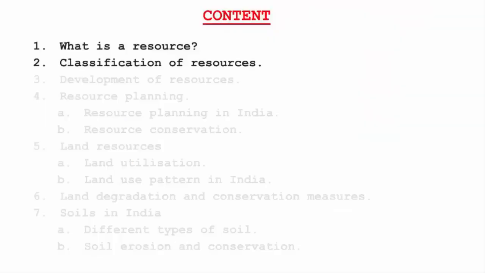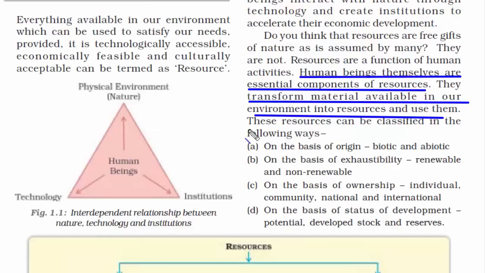Now let's read about the classification of resources. Now the resources can be classified in following ways. First is on the basis of origin. Then we have on the basis of exhaustibility, and third on the basis of ownership, and last on the basis of status of development. Don't worry, we are going to go in detail about each one of them.